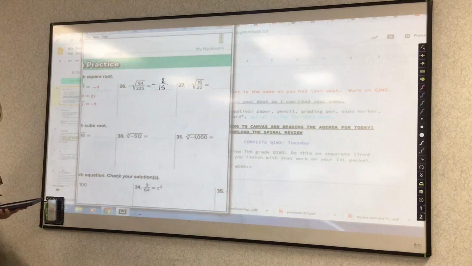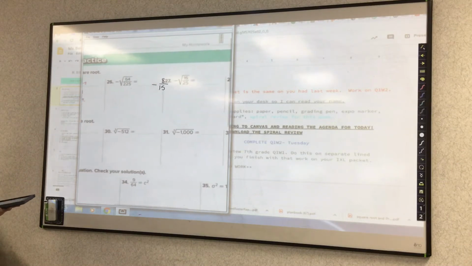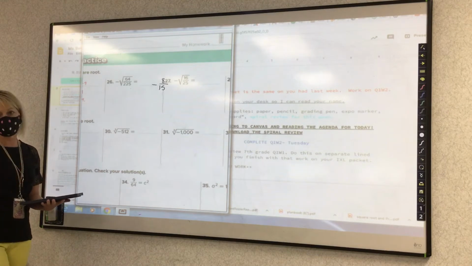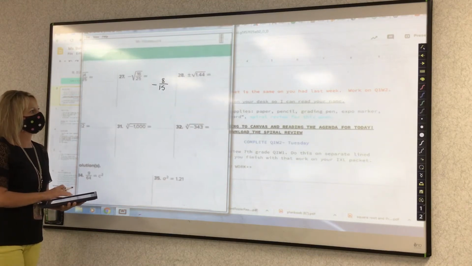Can we put a check? You can put a star, you can put a check, you can put an X if you get it wrong, but if you get it wrong, make sure you're making corrections.